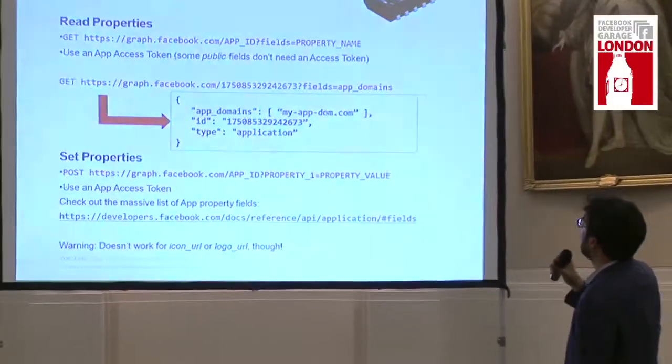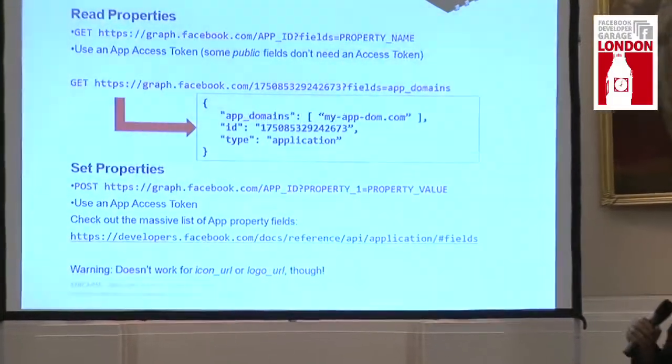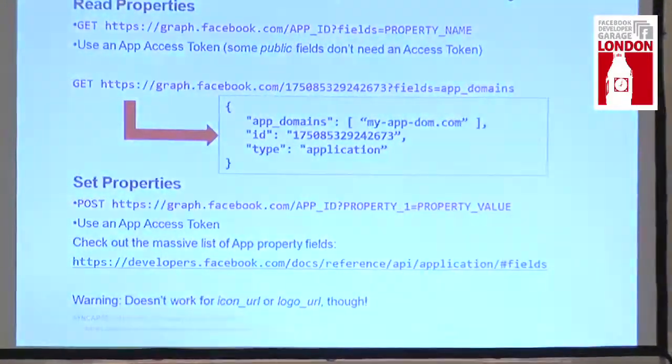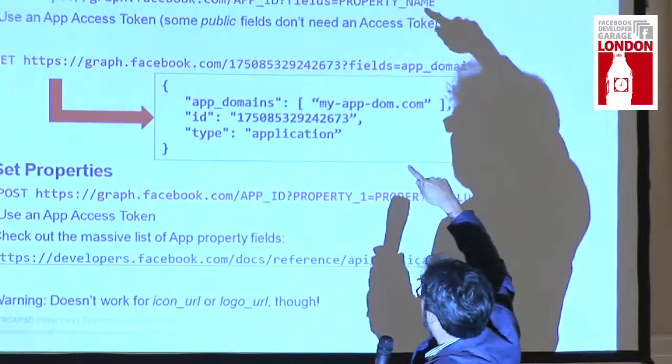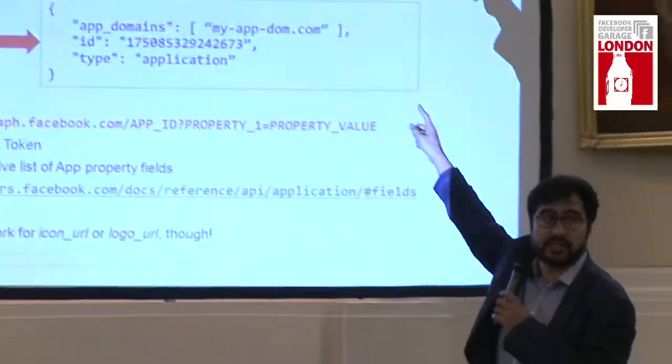And here's how you do it. It's very simple. You've got the app ID as the Open Graph object. You can get the list of properties by using the fields bit at the very top. And you need to use an application access token to get these details.